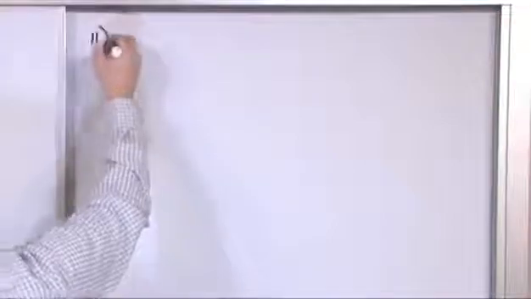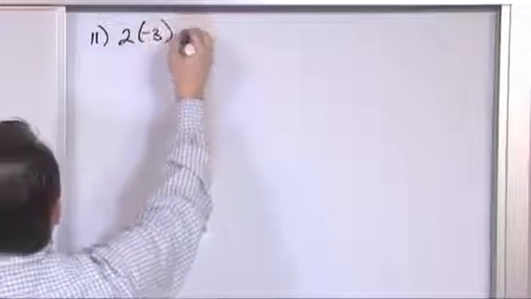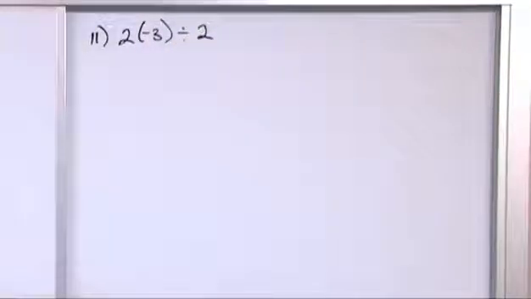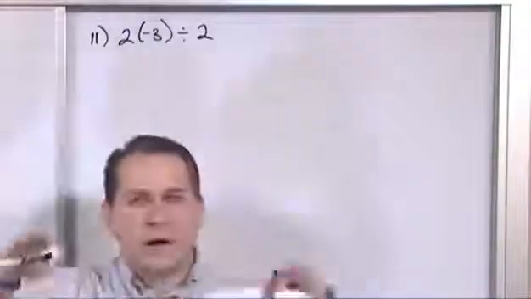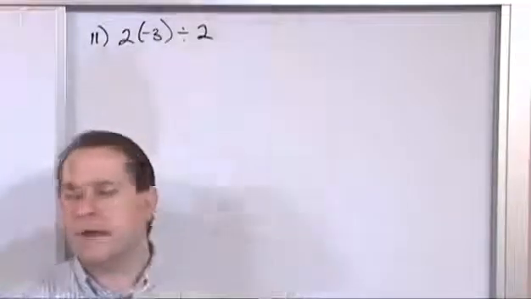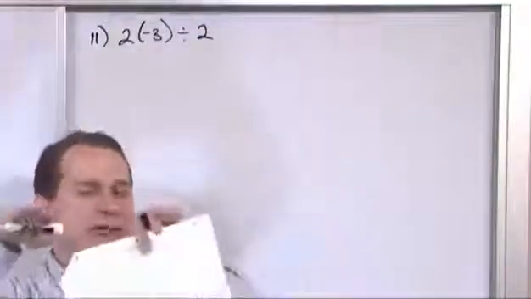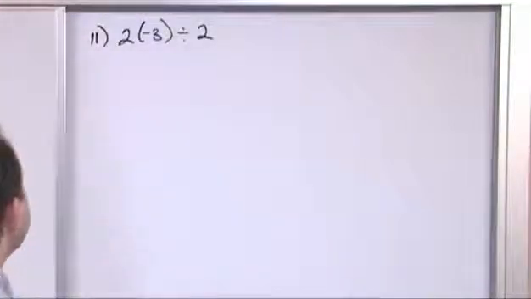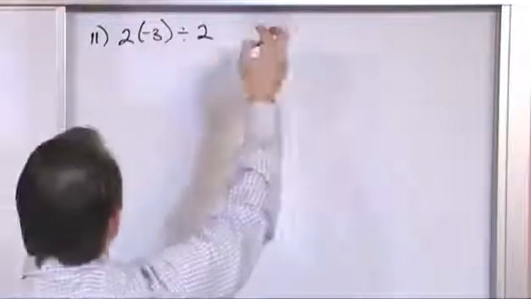So what if you had, next problem, 2 times negative 3, and then divide by 2. Now, in this case, when you have multiplication and division, they are on equal footing with one another. Addition and subtraction are also on equal footing with one another. So anytime you have multiplication and division on the same level like this, the same line, then you just kind of go from left to right. You work on it like a sentence. You start here and you go that way.